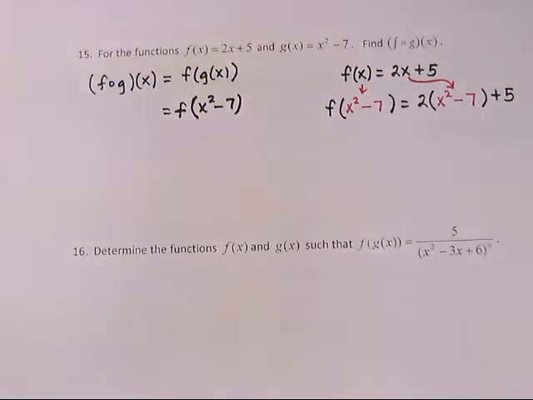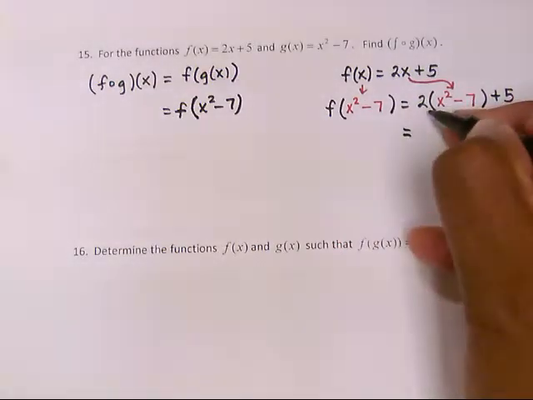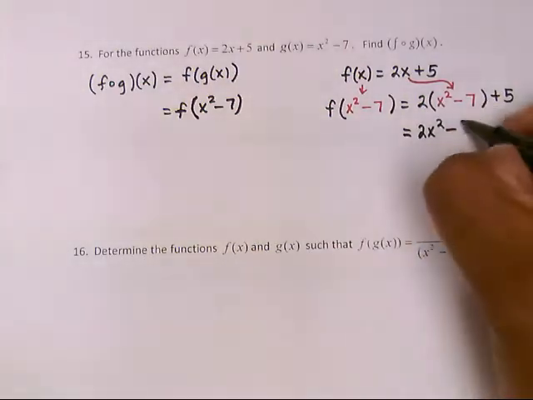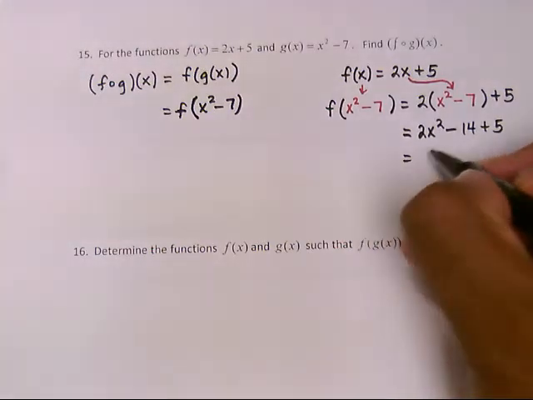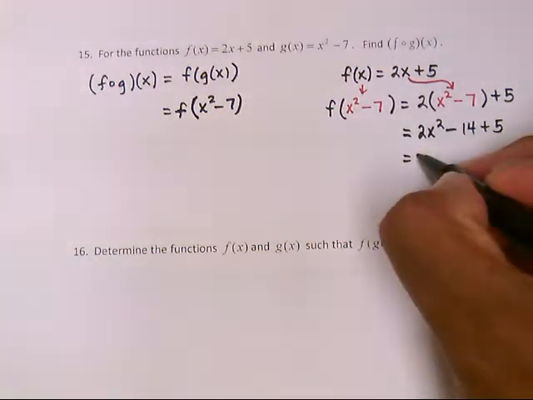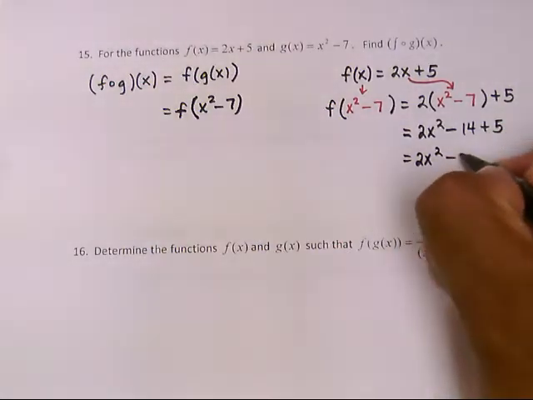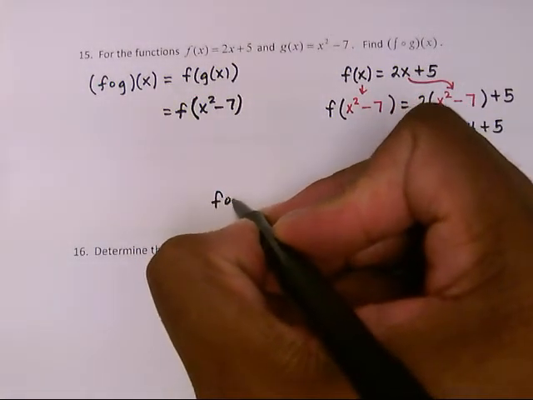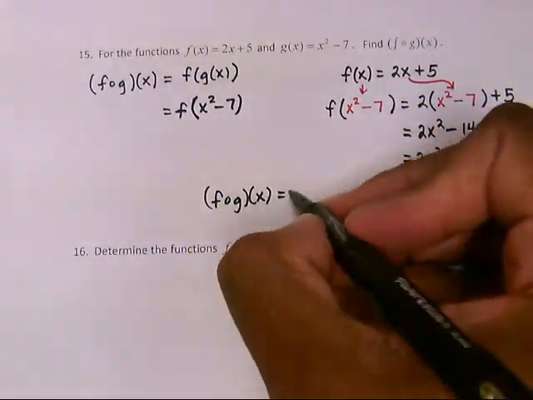Now I'm going to simplify the right side. Using the distributive property, I'm going to have 2 times x squared. That's 2x squared. Minus 2 times 7, that's going to be 14. Plus 5. Now if I combine like terms here, I'll bring down the 2x squared. Minus 14 plus 5 will be a minus 9. So here, 2x squared minus 9 represents the composition of f with g of x.